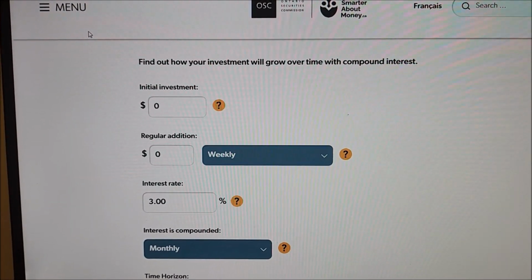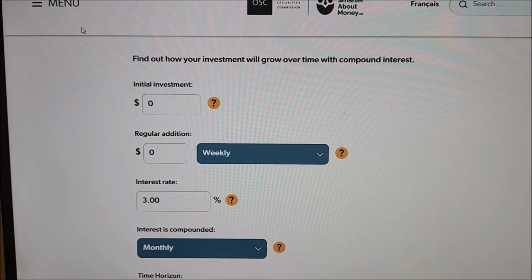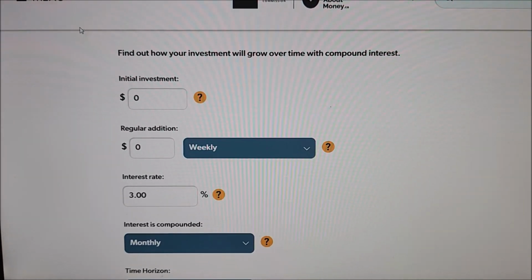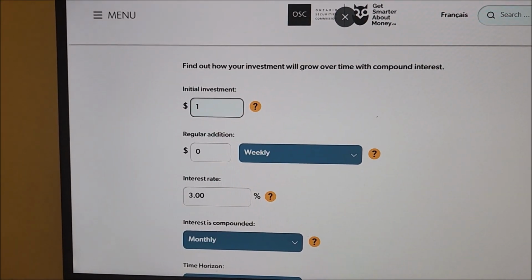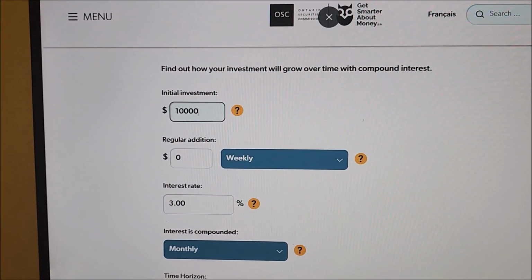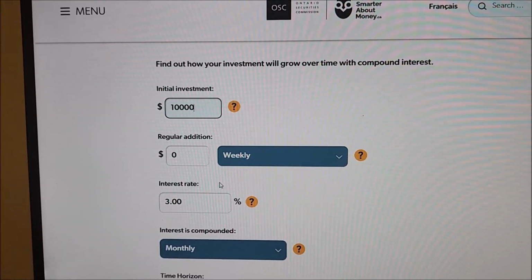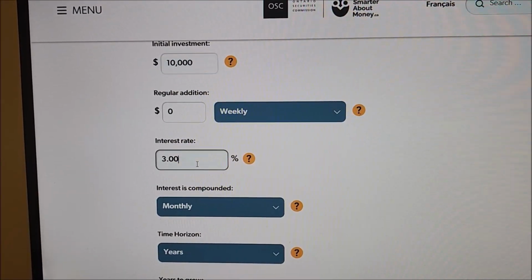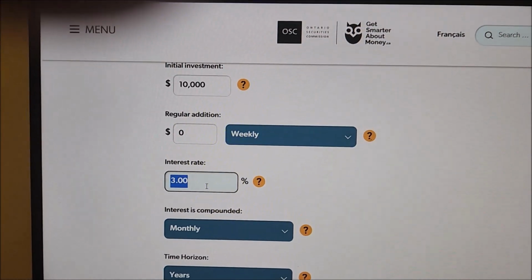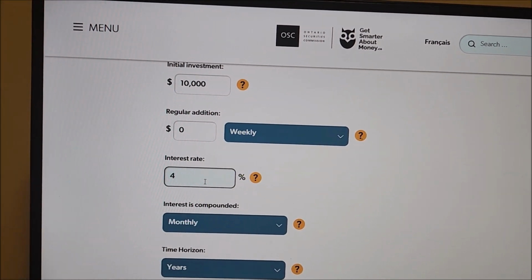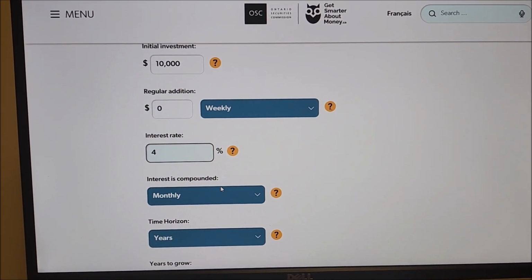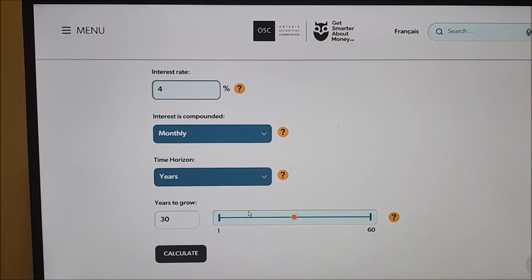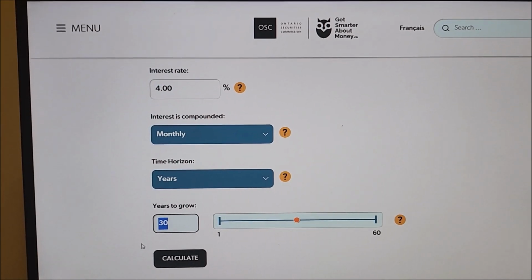Right now I have the website Get Smart About Money compound interest calculator open again. So I'm going to change this to 10,000. And then I'm going to do no regular additions. And let's say I change this to 4% as the interest rate. And then it's going to compound monthly. And I'm going to change this to 10 years.